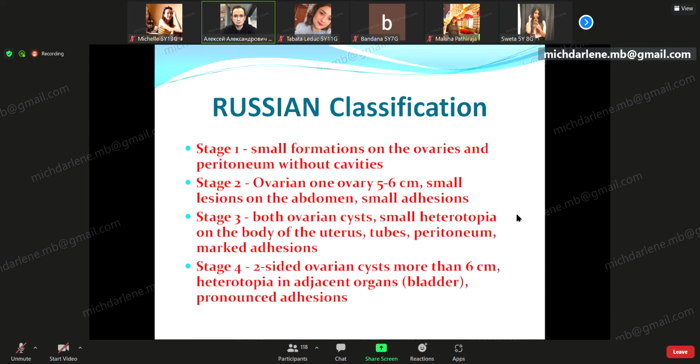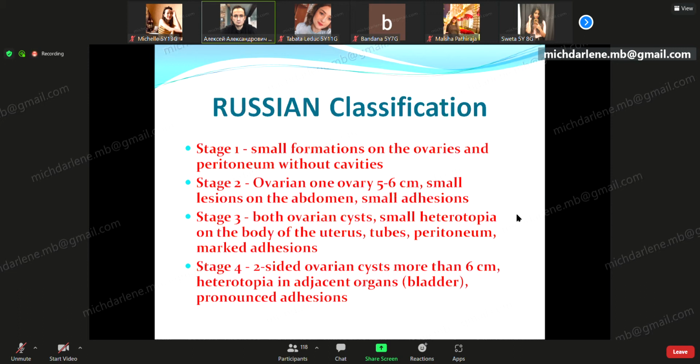Classification for ovarian endometriosis. Stage 1 is just small inclusions. Stage 2, one ovary has a big cyst inside. Stage 3, both ovarian cysts, and stage 4, two-sided ovarian cysts more than 6 centimeters. If you have a person with ovarian endometriosis, it's easy to find that disorder with the help of ultrasound examination.